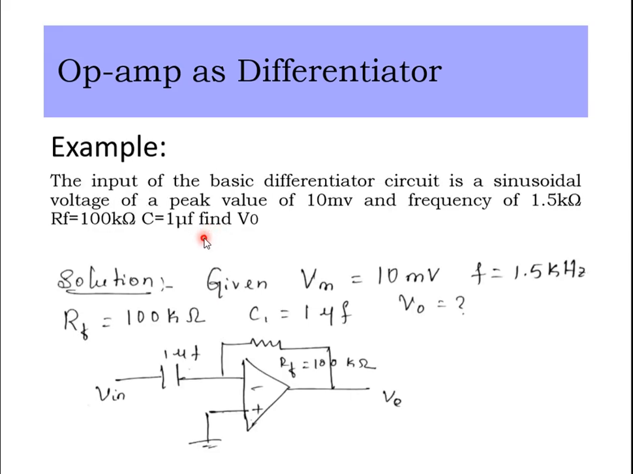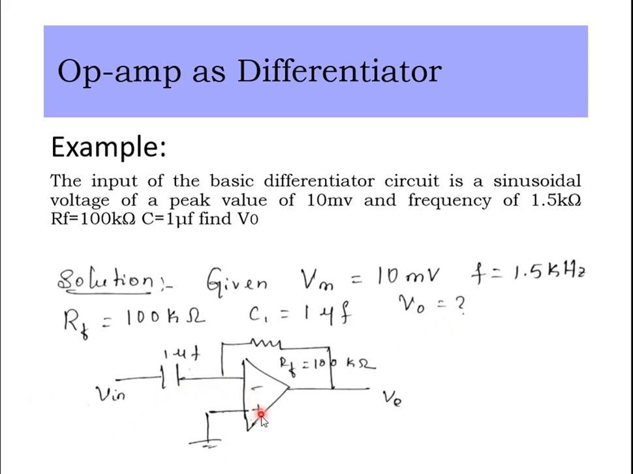So let us solve one example on op amp as a differentiator. The problem is: the input of the basic differentiator circuit is a sinusoidal voltage of a peak value of 10 millivolts and frequency of 1.5 kilohertz. Rf is equal to 100 kiloohms and C is equal to 1 microfarad. Find Vo. So given Vm is equal to 10 millivolts, f is equal to 1.5 kilohertz and Rf is equal to 100 kiloohms, whereas C is equal to 1 microfarad. We are supposed to calculate Vo, the output voltage.